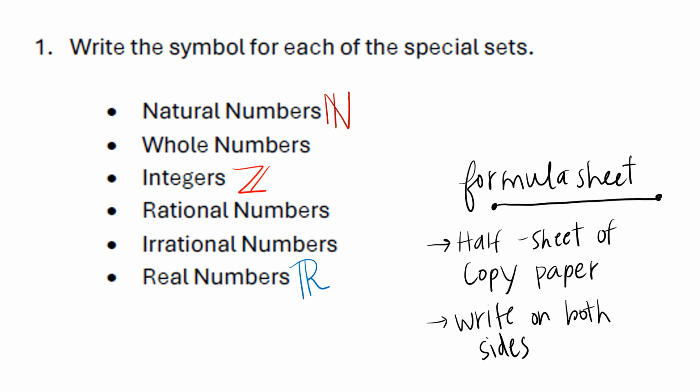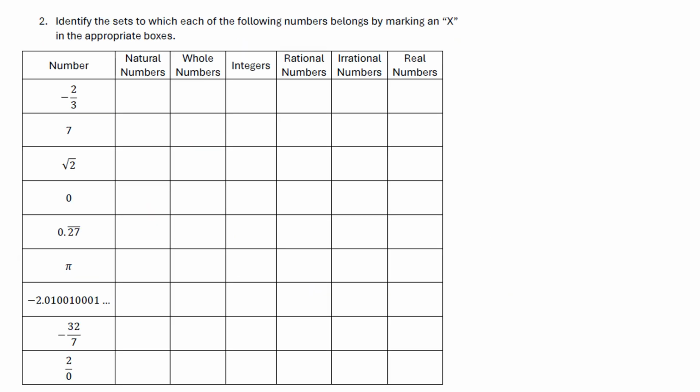Alright, the next question we have is identical to something that we've seen in our notes, just with different values over here in the left-hand column. We are just identifying the sets to which each of the following numbers belongs by marking an X in the appropriate boxes. Alright, so remember your little funnel chart.